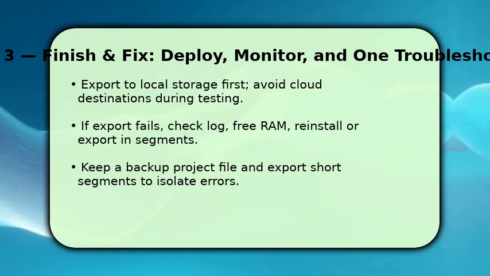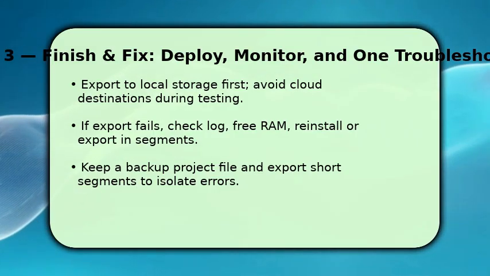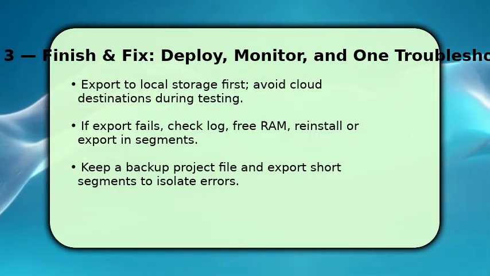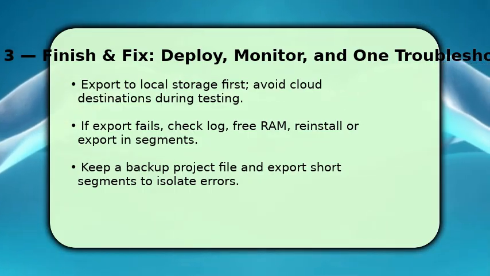If the export fails, inspect the error message or log, then free RAM, uninstall updates, or reinstall Alight Motion if needed. Alternatively, export in segments and stitch them later to isolate problem sections. Finally, keep a backup project file. If all else fails, reduce complexity and re-export short segments to quickly find and fix the offending element.